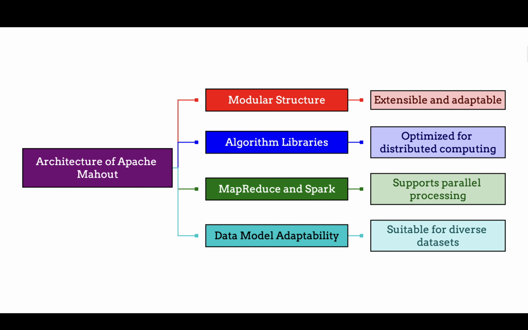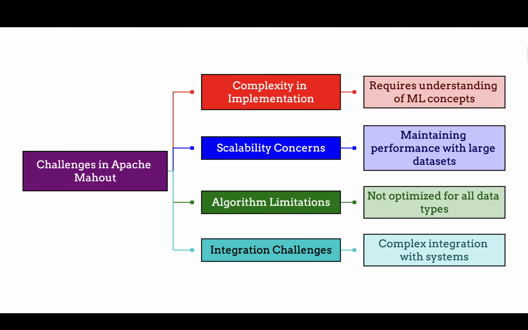Architecture of Apache Mahout. 1. Modular structure. Mahout has a modular architecture, making it extensible and adaptable for different machine learning requirements. 2. Algorithm libraries. Contains a rich set of algorithms optimized for distributed computing environments. 3. MapReduce and Spark. Supports both MapReduce and Apache Spark for parallel processing of large data sets. 4. Data model adaptability. Designed to adapt to various data models, making it suitable for a wide range of datasets and applications.